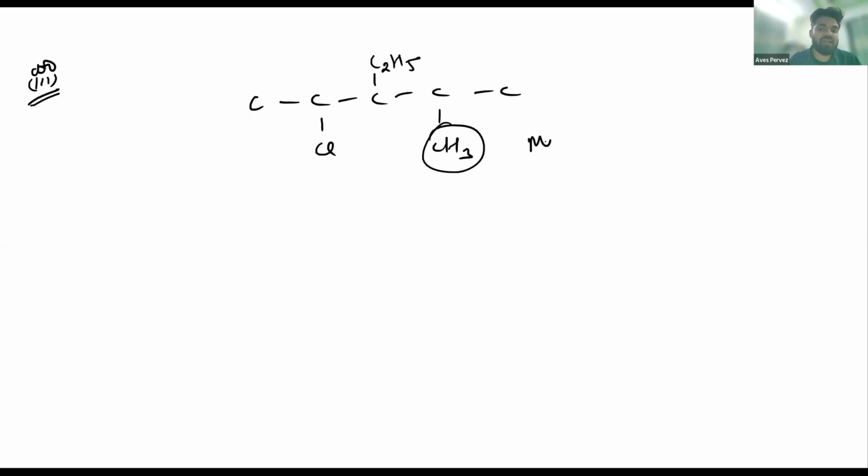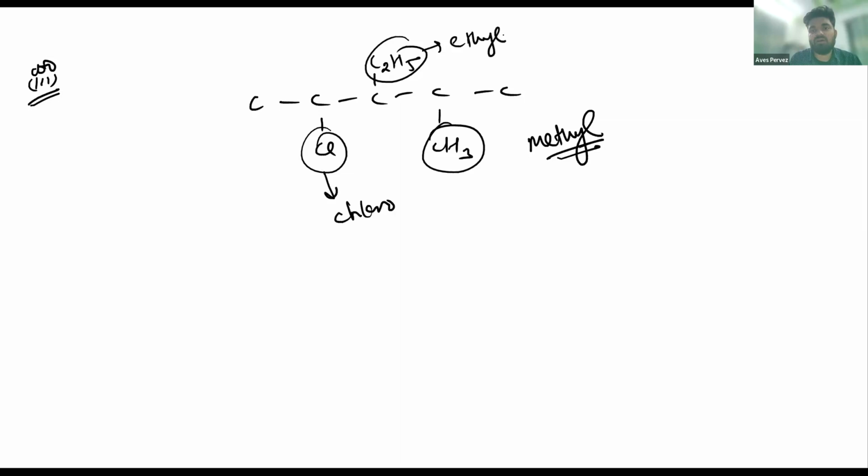The third rule is that if we have more than one prefix, then their names should be written in alphabetical order. If we have more than one prefix, meaning more than one hydrocarbon group, for example one CH3, one C2H5, and one chloro. The name of this branch is methyl, this functional group name is chloro, and this one is ethyl. So we can number it like this.